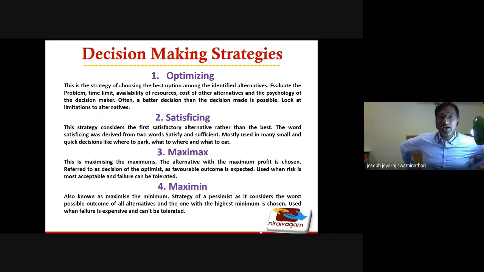Now, we have some strategies of these which are very, very important. Let's make this 4 of them. Some of the words are slightly different. You have not heard them. First one is very simple: optimizing. First decision strategy is optimizing. What is it? This is a strategy of choosing the best option among the identified alternatives. So you optimize your choice.